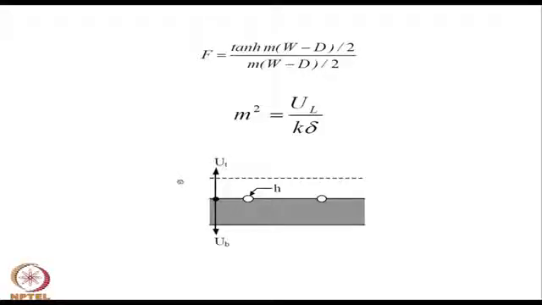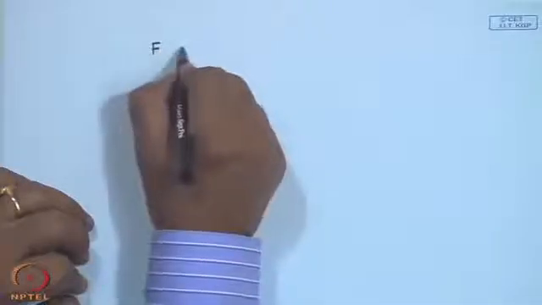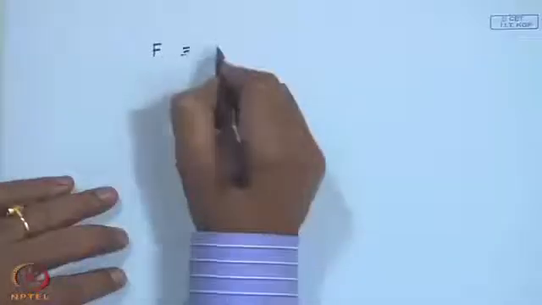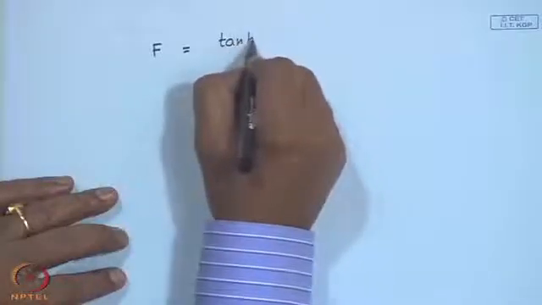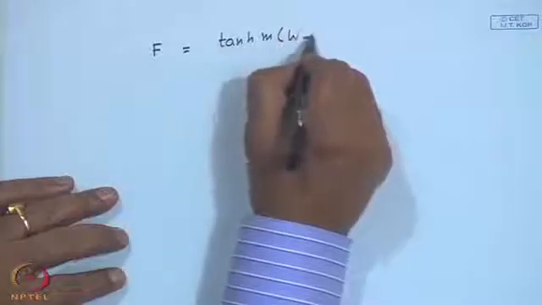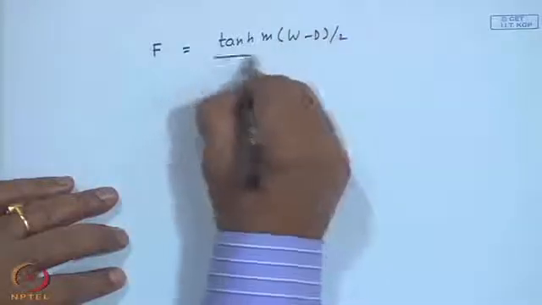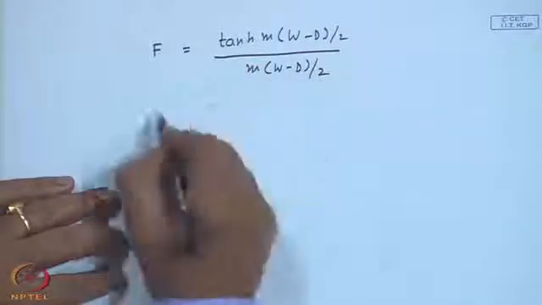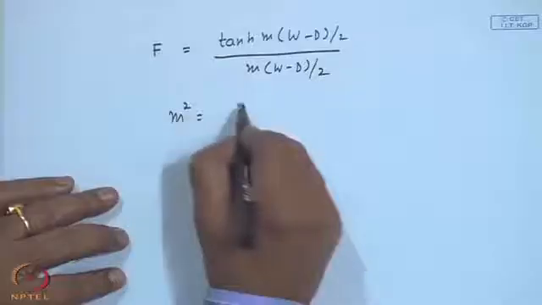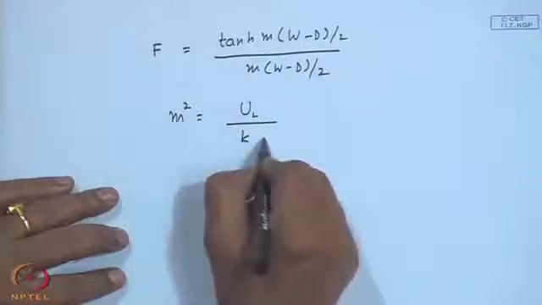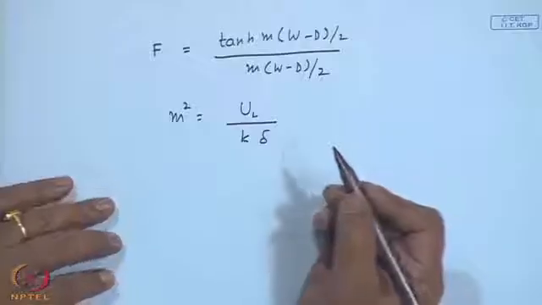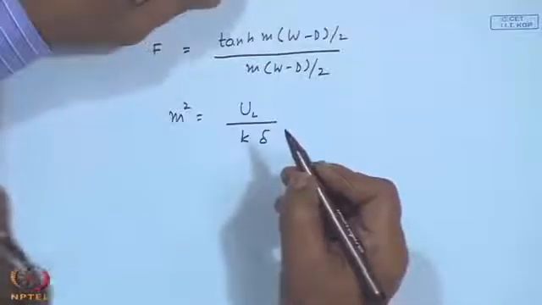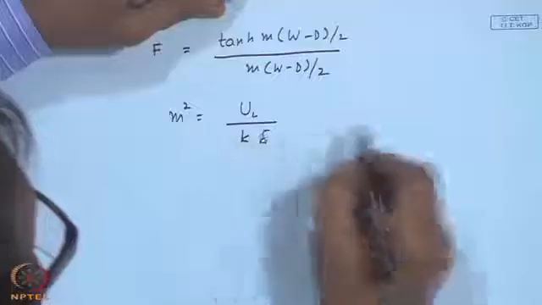So, again my fin efficiency remains the same. F is different expression, tanh m into (W minus D) by 2 divided by m into (W minus D) by 2, where m squared is U L by k delta. Okay. So, what we had done, we will call it arrangement 1, this is arrangement 2, and we will go to arrangement 3.